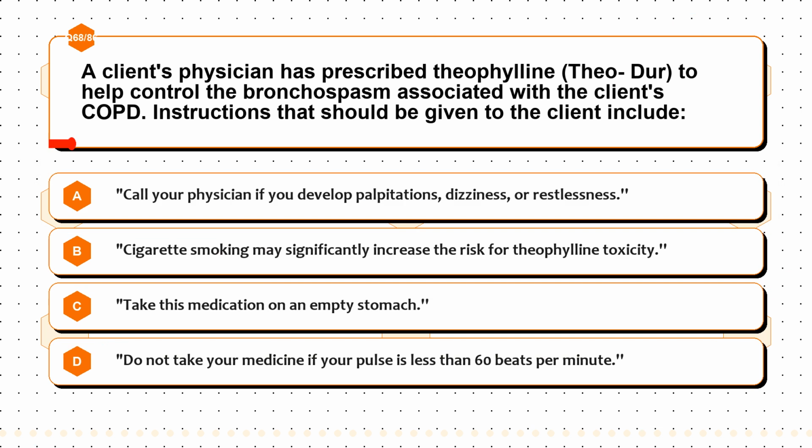Question 68. A client's physician has prescribed theophylline, Theo-Dur, to help control the bronchospasm associated with the client's COPD. Instructions that should be given to the client include, here are the options. Option A. Call your physician if you develop palpitations, dizziness, or restlessness. Option B. Cigarette smoking may significantly increase the risk for theophylline toxicity. Option C. Take this medication on an empty stomach. Option D. Do not take your medicine if your pulse is less than 60 beats per minute.